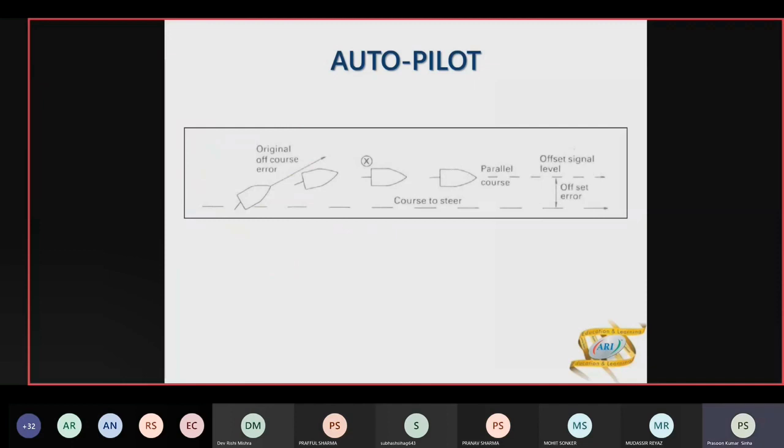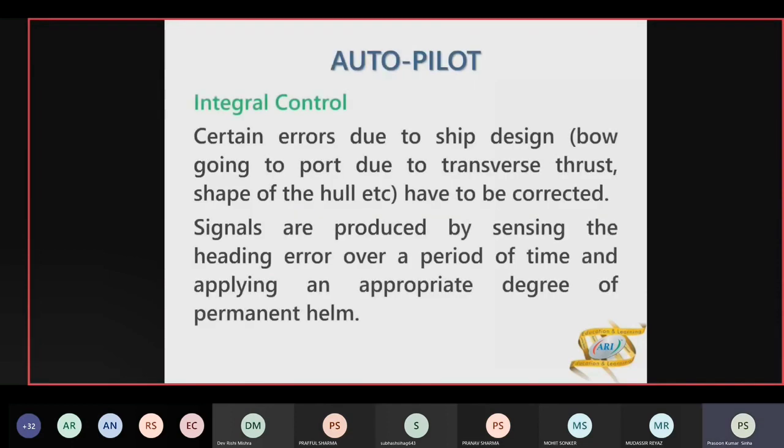Third part is the integral control. This integral control is basically a correction to constant change of heading because of parameters of the ship. The hull construction, the type of bow, transverse thrust, which you are, I suppose, aware.